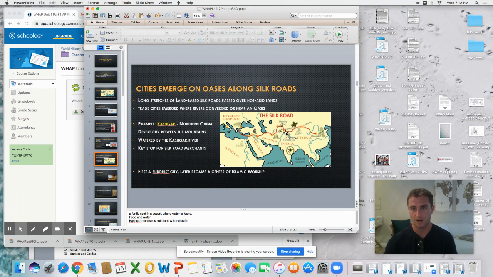And of course, there is evidence that there was cultural exchange in Kashgar because it started off as a Buddhist city and later became a Muslim city, so later became a center of Islamic worship. It's nice to have that evidence of cultural exchange. In case you get a question on cultural exchange, you can talk about Kashgar along the land-based Silk Roads.